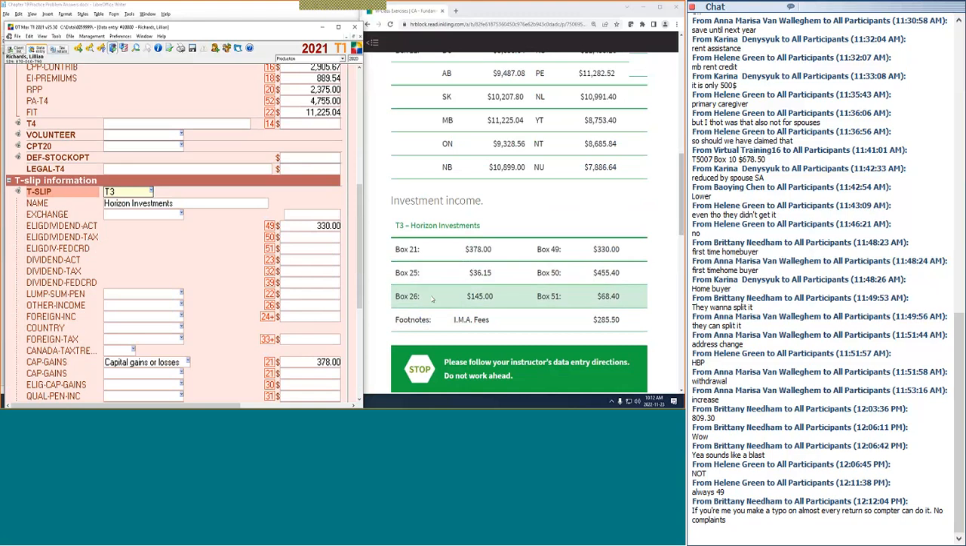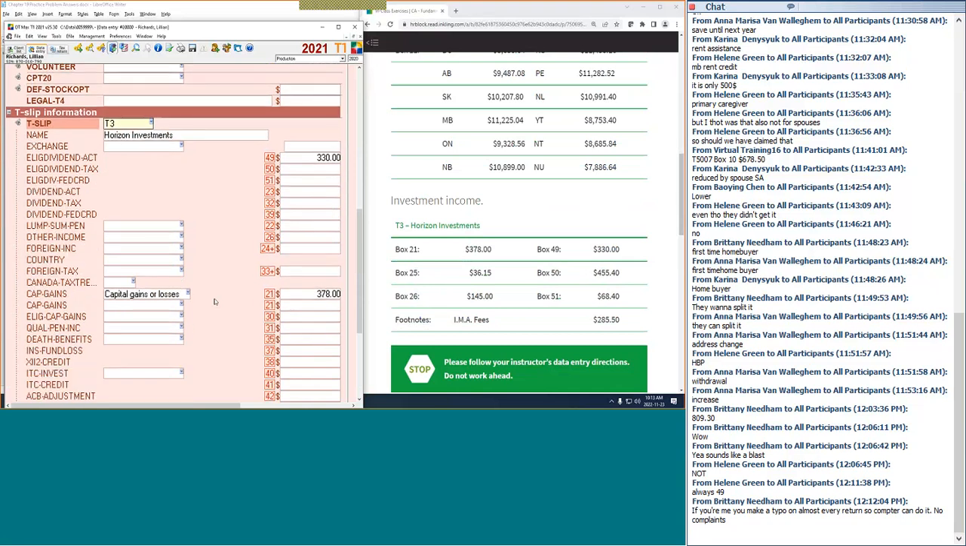Going on to the next one, box 25 and 26, we have to find those boxes, and I'm going to tell you they get a little trickier when we get out of the easy boxes. So the easy boxes are going to be box 26, which is other income.